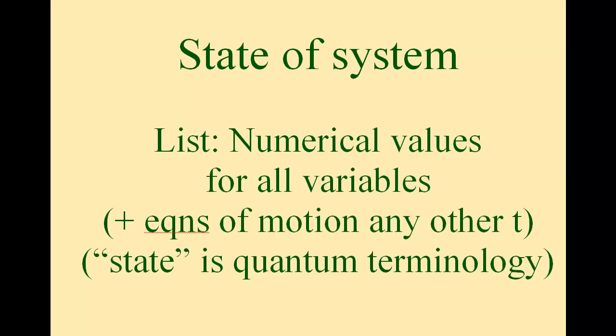A state of the system is a list of all of the variables and their specific numerical values at a given time. Because the mechanical description is complete, we can use the equations of motion of the system to calculate the values of those variables at any other time. State is a quantum mechanical terminology. However, in classical mechanics, if I tell you all of the positions and all of the momenta, I have given you a complete description of the system at a single moment in time.